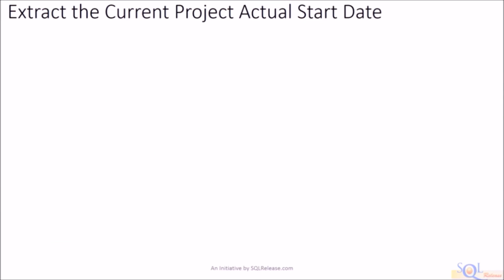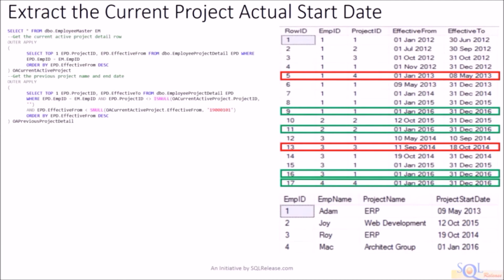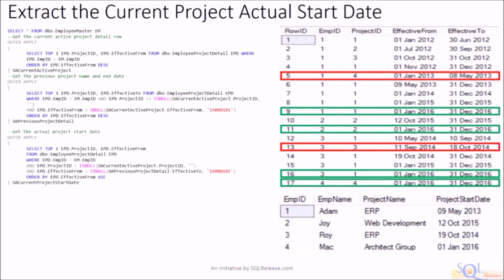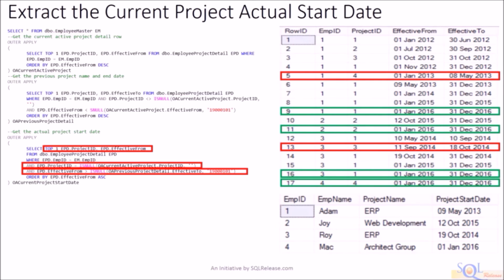As of now, we have extracted the current project detail and previous project detail for each employee. Now we can write another outer apply as this to extract the next row for the current project, which starts just after the previous project's end date. In this outer apply, we are extracting the top one record where project ID is the same as the current project ID and effective from date is greater than or equal to the previous project's effective to date value.